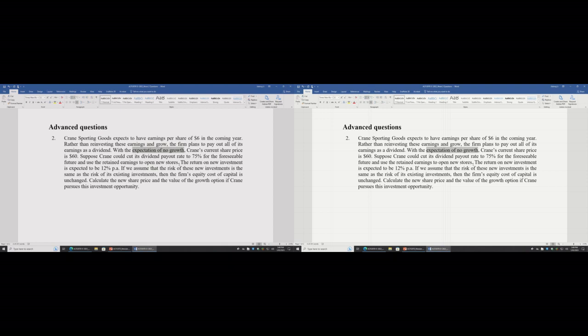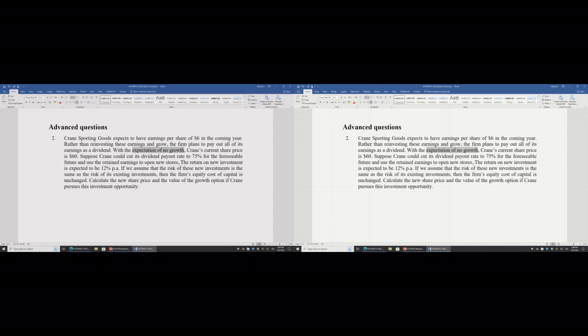Okay? Now, another plan. So this company can actually cut the dividend payout ratio to 75%. Okay, from 100% to 75%. And use the retained earnings to open new stores, to have new projects. And the return on new investment is 12%.